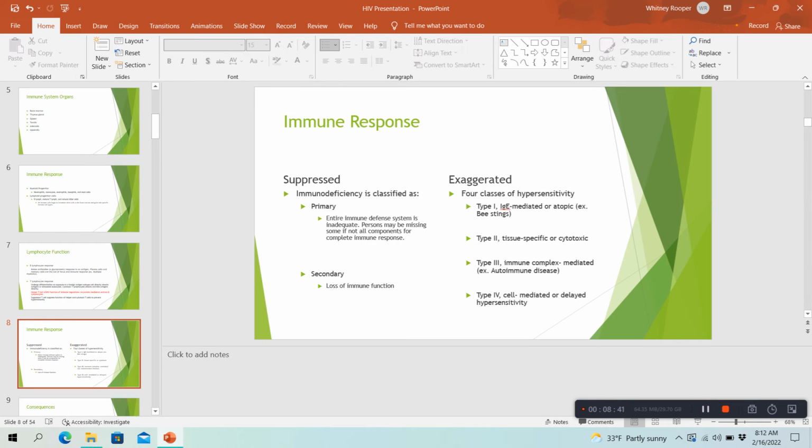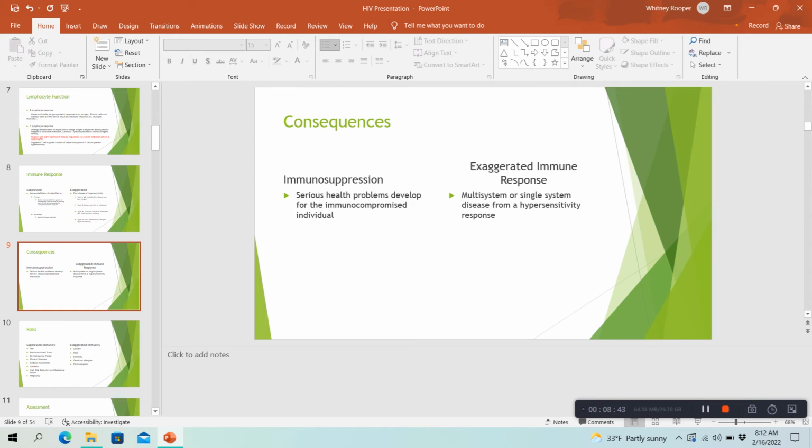Consequences. So obviously, bless you. Thank you. So we have immune suppression, so you have serious health problems with the immunocompromised individuals.